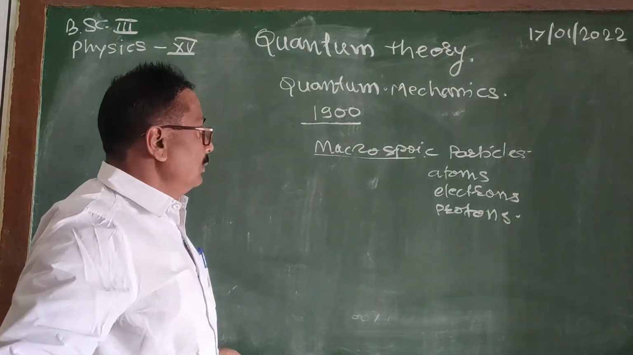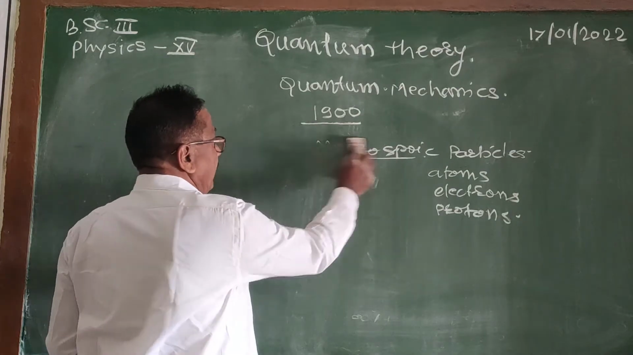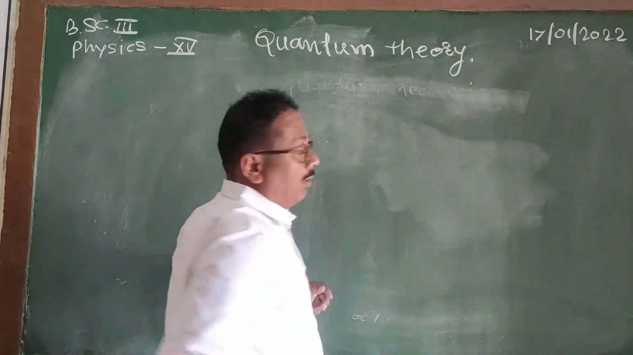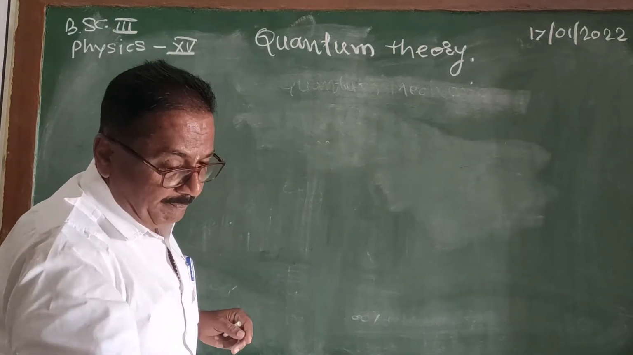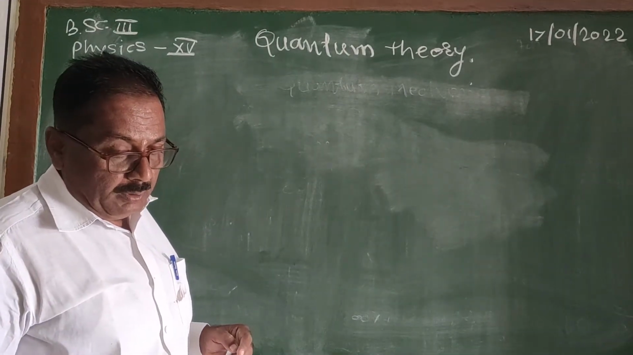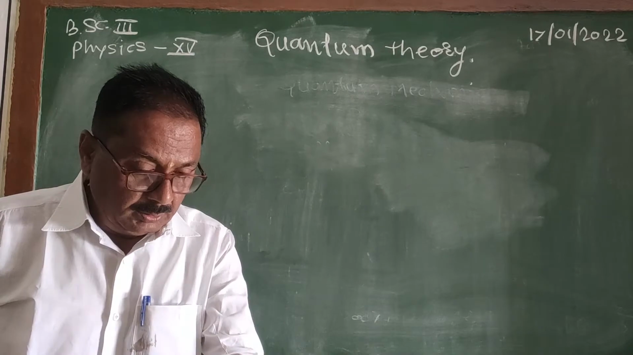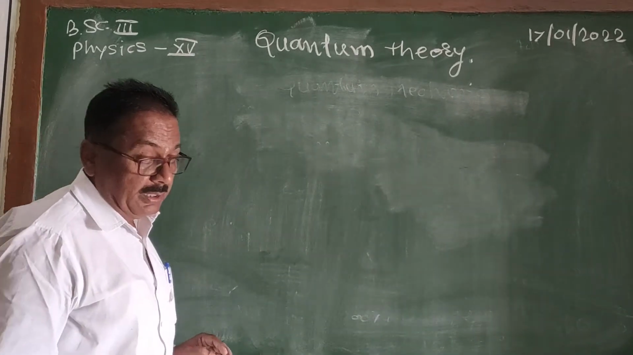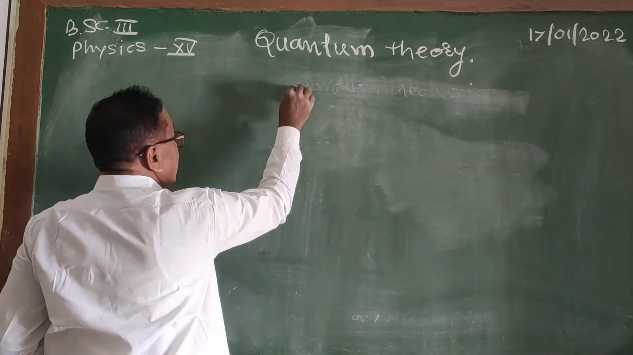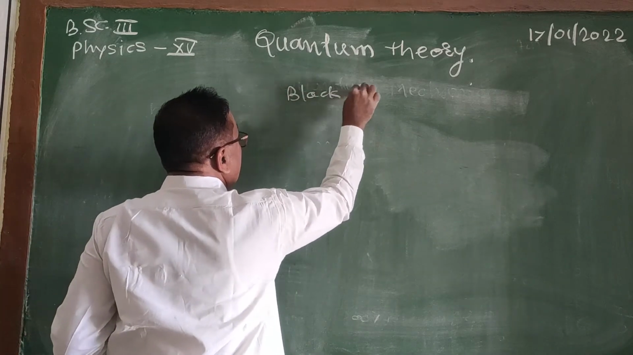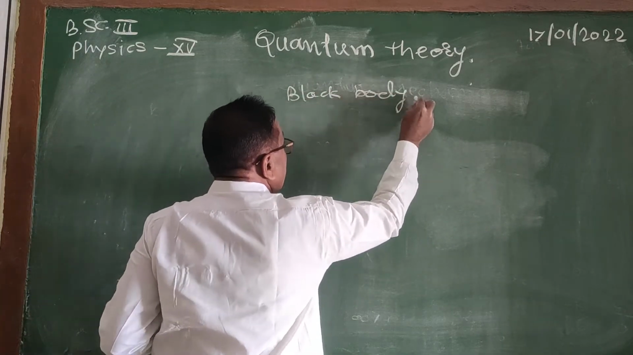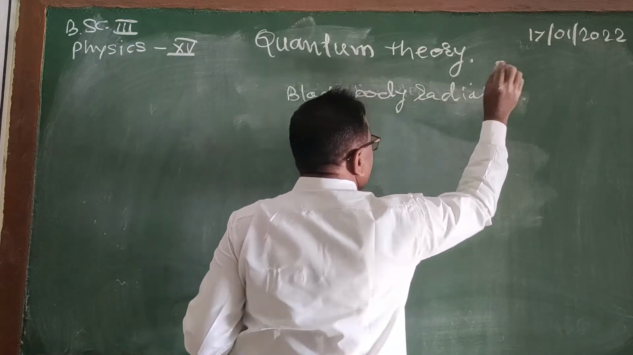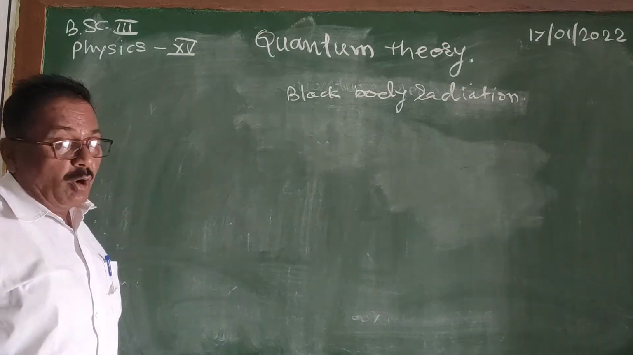Here, when we study quantum mechanics, at that time the origin of quantum theory, in that here, black body radiation. What is meant by black body?